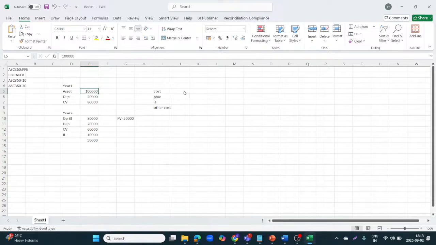And how will you do the subsequent measurement? So after initial recognition, Accounting Standard Codification 360 provides guidance on how to measure property, plant and equipment in subsequent periods, like how we are measuring in the future periods. This standard offers two options. First is a cost model, second is a revaluation model. Okay, so two models are there. First, your cost model, second is your revaluation model.